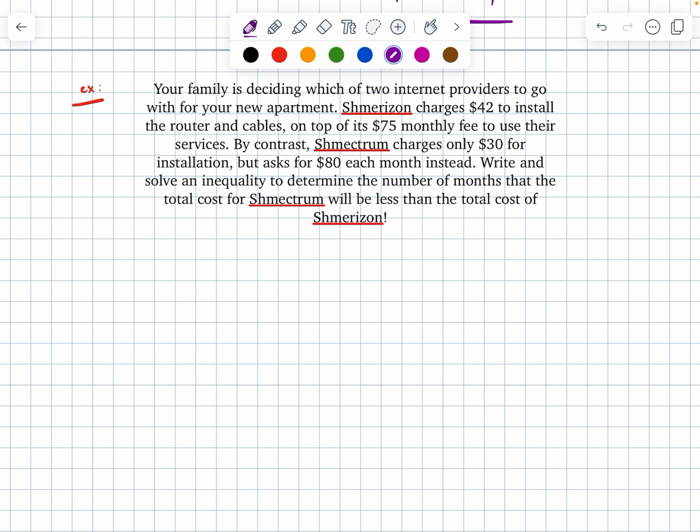So again, give yourself 3 minutes. Let's come up with a game plan. What's useful information here? And what's my variable going to be? Given those pieces of information, how can I slot them into an inequality and use it to solve for the variable? Go ahead, play around, see what you come up with, and then we'll chat.